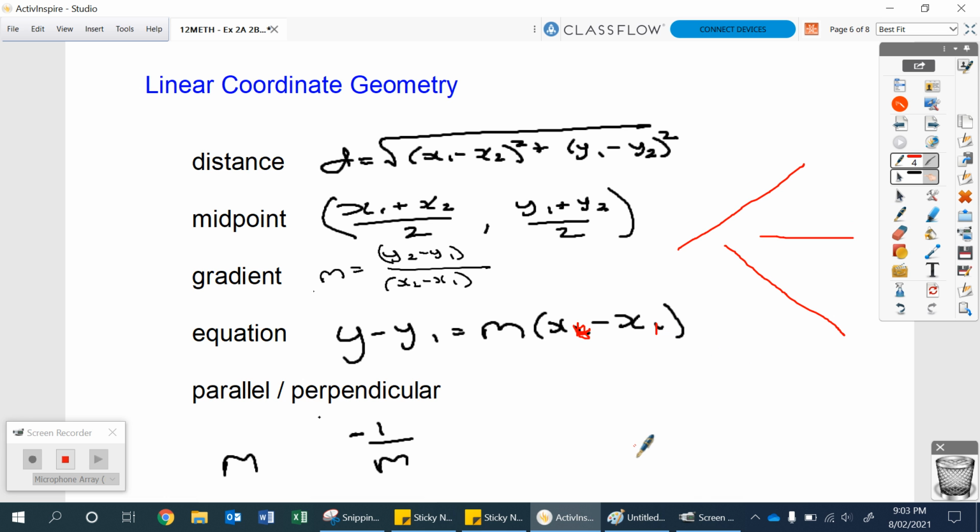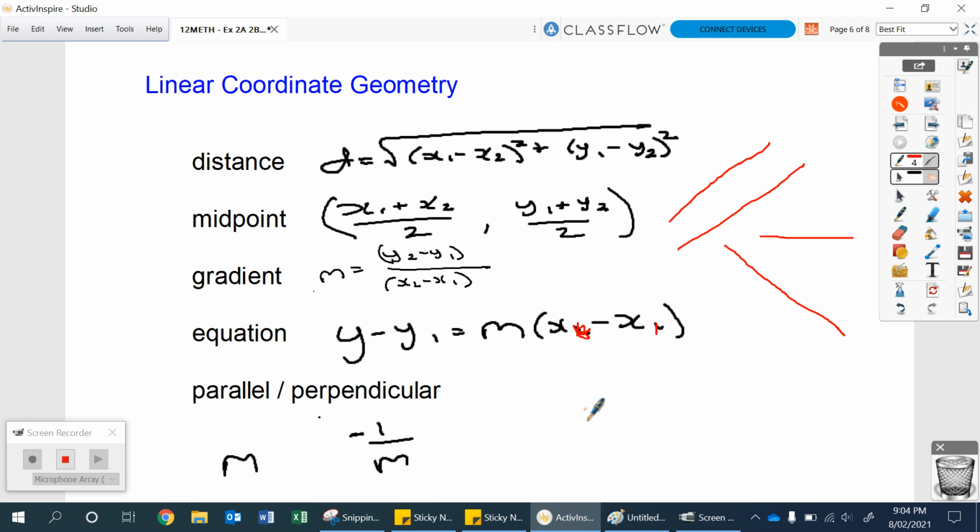And the last thing: any line that has gradient m is going to be parallel. Okay, so the gradient tells us that if they've got the same gradient, they're parallel. For a perpendicular line, a line at right angles, the gradient would be -1 over m, and that would be a perpendicular line.